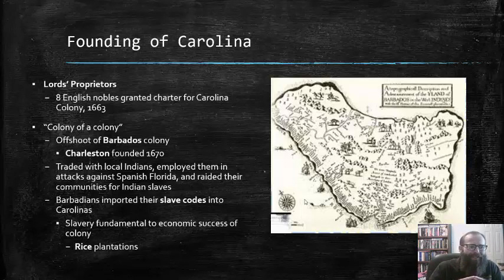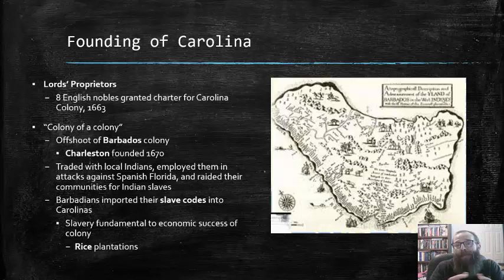Initially, many historians have described the Carolina colony as essentially a colony of a colony. What you see here on this map is a map of the island of Barbados, which was an English colony in the Caribbean at the time. And the rich sugar plantation owners very quickly in Barbados took up all the available productive land in that small island. So they began to look elsewhere as a way to expand their wealth and land holdings, and the founding of the Carolina colony seemed like a great opportunity for them to do so.